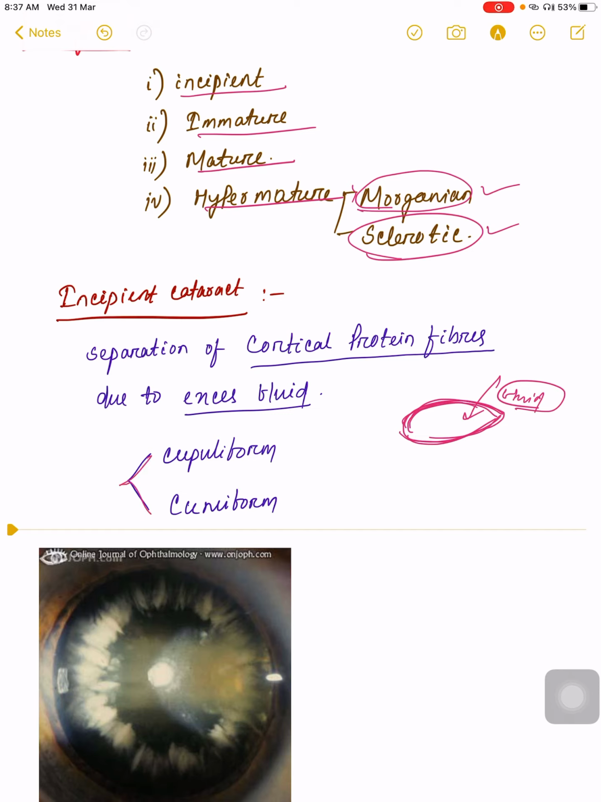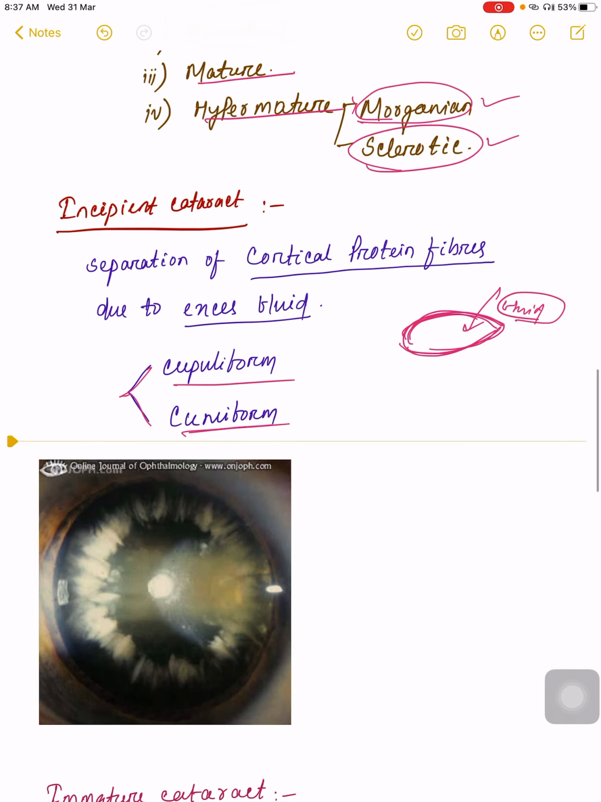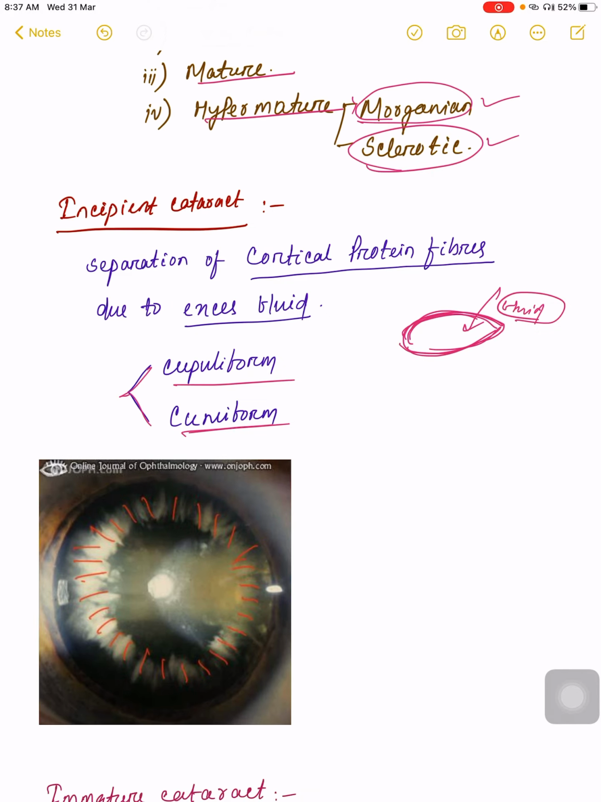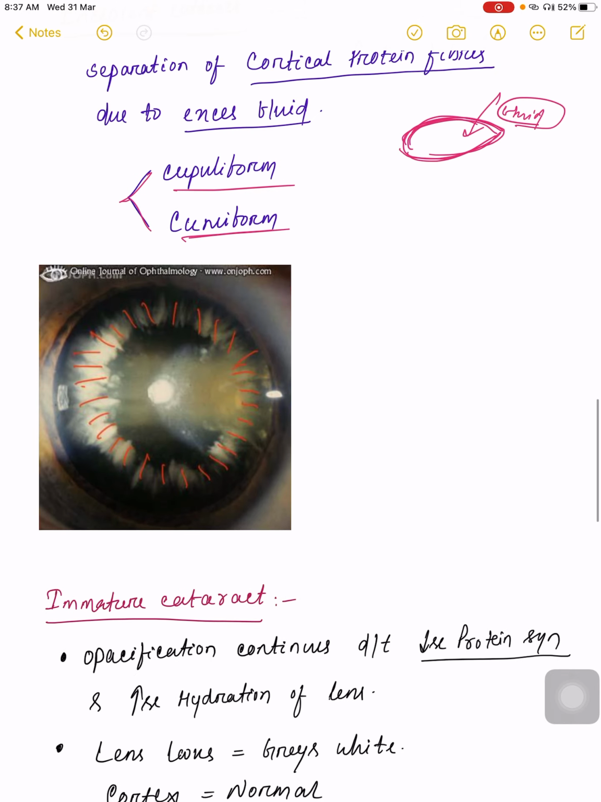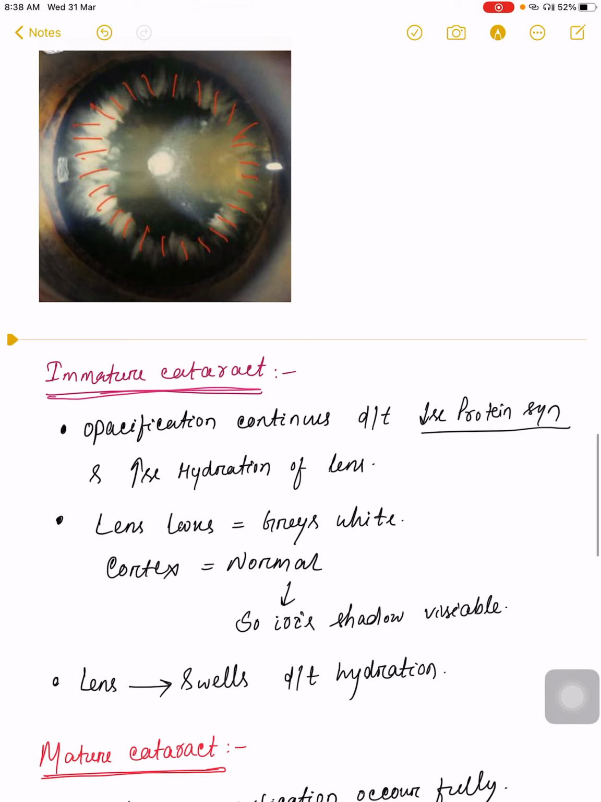Then it is again divided into two, pupuliform and cuneiform. See, if you look under slit lamp examination, you'll see in the periphery of the lens this type of cataract is formed. This is known as pupuliform cataract. See how the cataract forms in the periphery. It will not affect the nucleus and all, right? This is pupuliform cataract. Sorry, this is the cuneiform cataract.